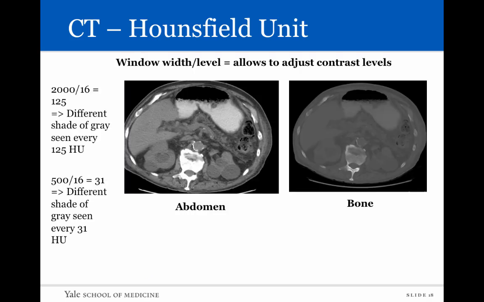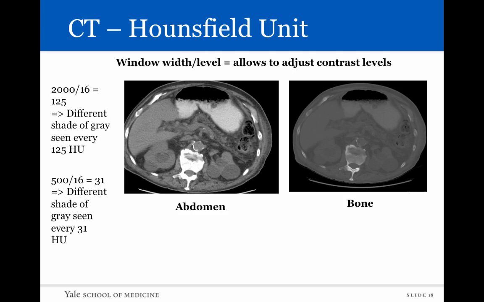Now here's another concept that's important to appreciate, and that's the concept of window width and window level. And we can change these values in order to adjust the contrast levels, and this allows us to see different types of densities a little bit better. Now the window width is the range of Hounsfield units that can be displayed on any CT scan. So if it goes from minus 1,000 to positive 1,000, we can display around 2,000 Hounsfield units or values of radio density on any CT scan.